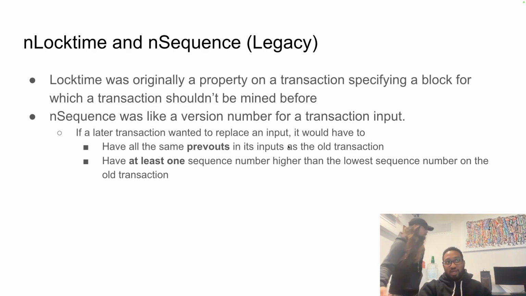If a later transaction wanted to replace an input, it has to have the same inputs. And then you need to have at least one sequence number higher than the lowest sequence number on the old transaction. This is a weird rule, but you have to have a sequence number that's higher than your lowest on an input of the previous transaction. It was weird logic in general, and this didn't really work, because this has to do with replacing a transaction. You don't really replace transactions in the blockchain, and this has to do with not relaying or including a transaction to be mined. But none of these are quite consensus rules.